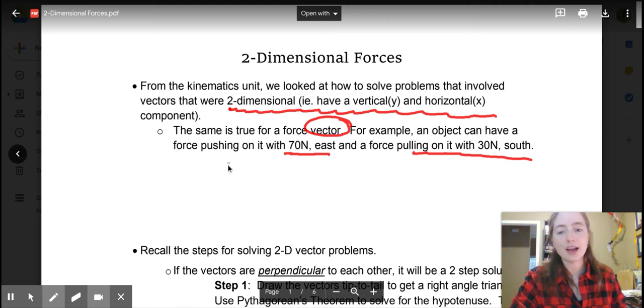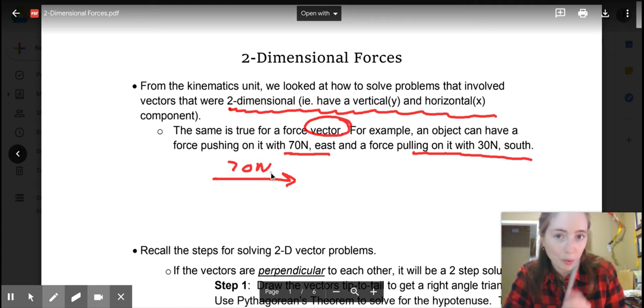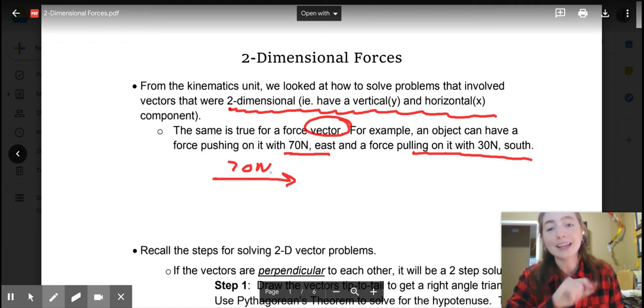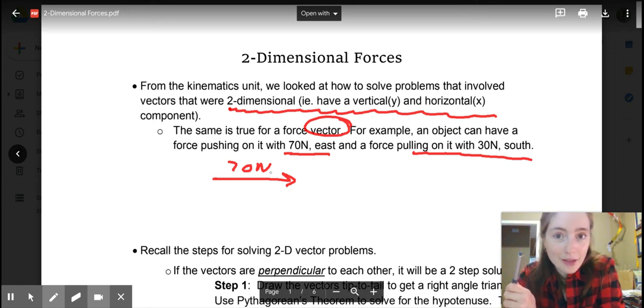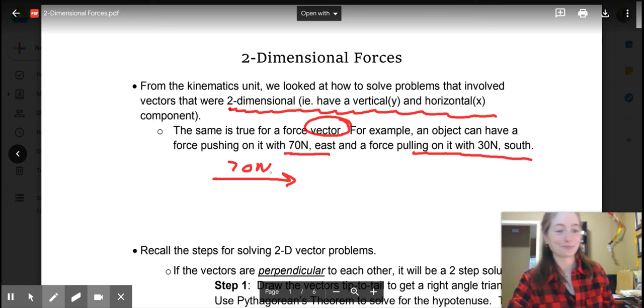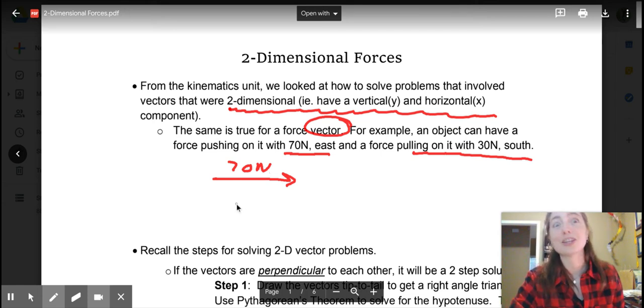So if we're going to draw that, well, 70 newtons east would look like this. Now remember, when you draw your vectors, I want to see arrows on the vector so I can actually see that direction. And I also want to see approximate size, so 70 newtons should be a bit bigger than your 30 newtons. More importantly than that, though, I need to see your vectors tip to tail. If your vectors are not drawn tip to tail, you're not going to actually get a proper resultant vector.